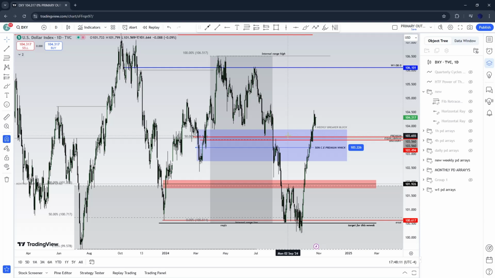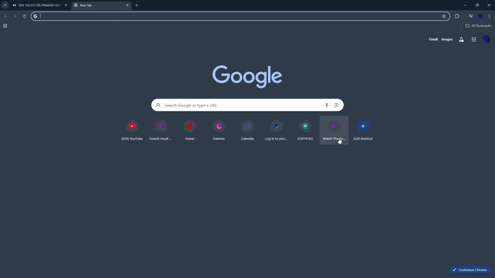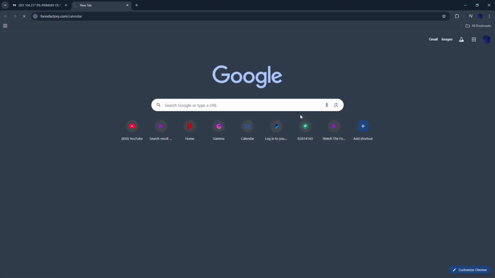Today we're going to be taking a look at a little bit of the dollar index as well as some Nasdaq. Just some thoughts for the upcoming week and what to expect. First things first, let's take a look at our calendar.